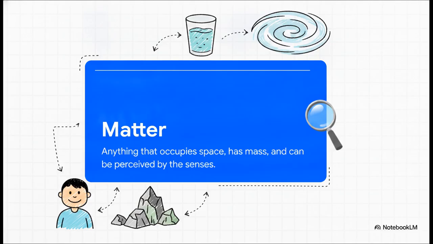What's absolutely wild about this definition is its sheer universality. It applies to living, breathing things like us and entirely non-living things like rocks, the water you drink, and even the invisible air we're breathing right now. Basically, if it takes up physical space and has weight because of gravity, it's matter.